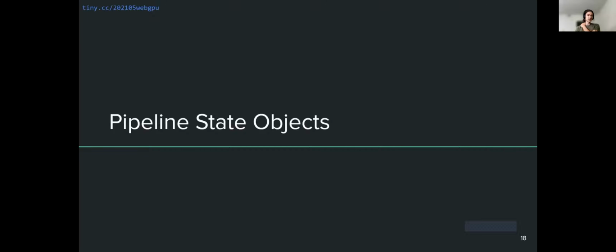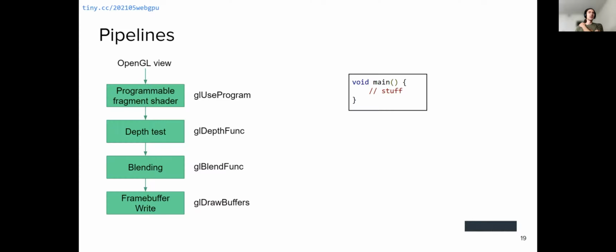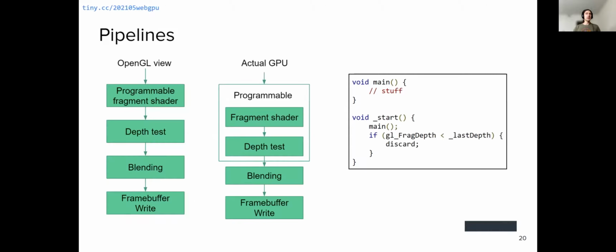Now I'll talk about pipeline state objects. In the OpenGL view of things, we see the pipeline as a bunch of individual pieces of state. So we have use program, depth func, like all the depth testing and depth write state, blending state, frame buffer write state, and a bunch of other stuff. And the actual GPU, on the other hand, might be viewing these in larger chunks.